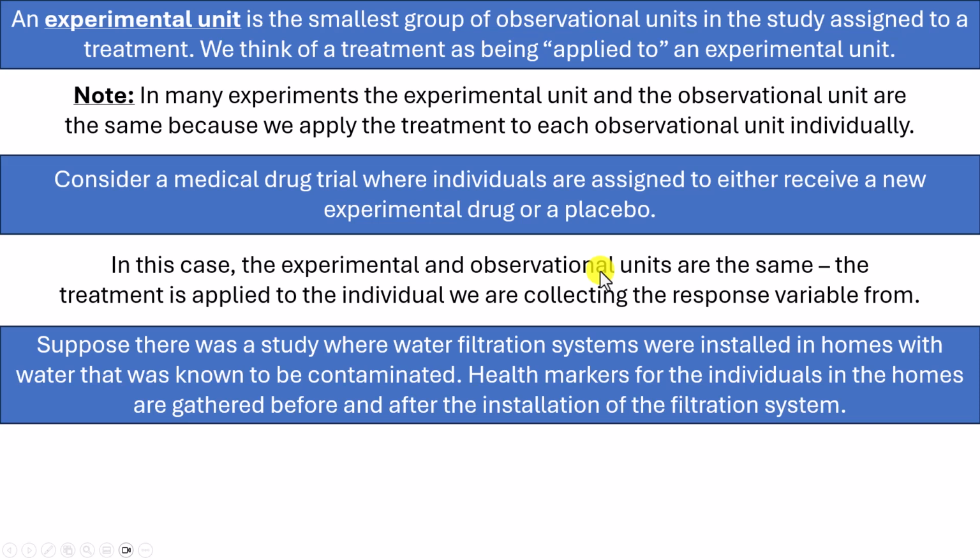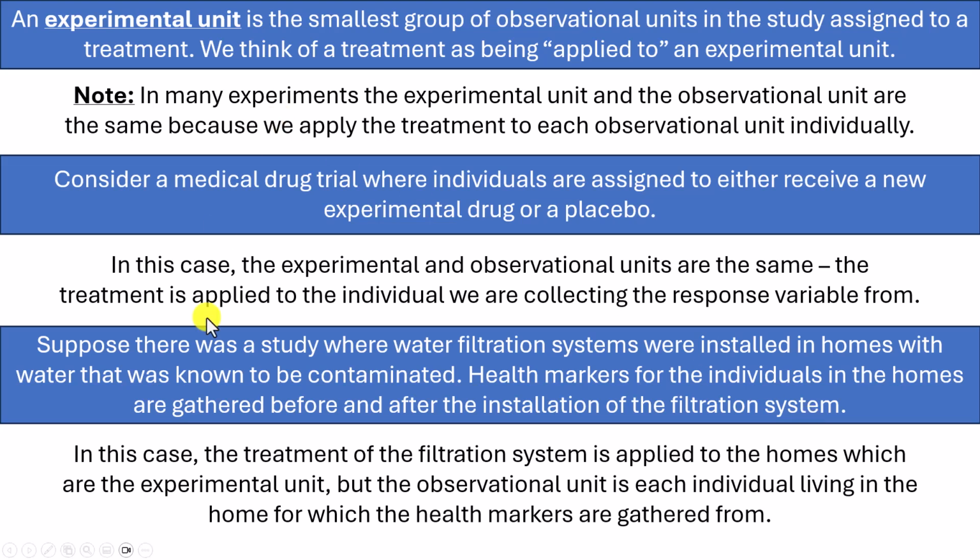But let's look at a different example where they might be different. Suppose there was a study where water filtration systems were installed into homes that were known to have contaminated water. Health markers for the individuals in the homes are gathered before and after the installation of the filtration system. So now in this case, the treatment, which is the filtration system, is really applied to each house. But the health markers would not be collected from the house. They would actually be collected from each individual. So now we kind of have a difference here. The treatment is applied to one thing, but the actual response is collected from something different. So in this case, we're going to have a difference between the experimental and observational units.